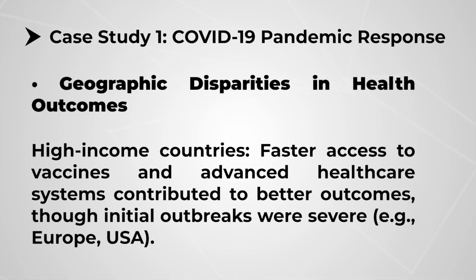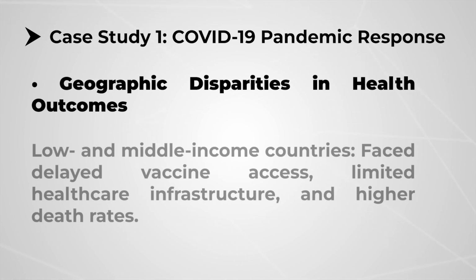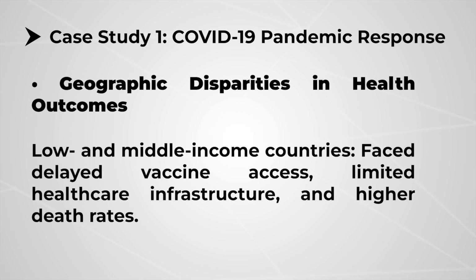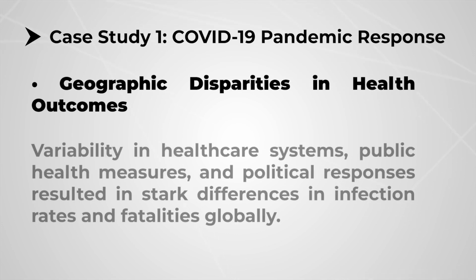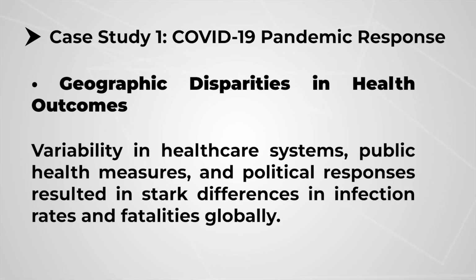Outbreaks were severe in places like Europe and the USA. Low income countries faced delayed vaccine access, limited healthcare infrastructure and higher death rates. Remote and conflict affected regions struggled with testing, vaccinations and access to medical supplies, which exaggerated the impact of the virus. So variability in healthcare systems, public health measures and political response resulted in a stark difference in infection rates and fatalities globally.